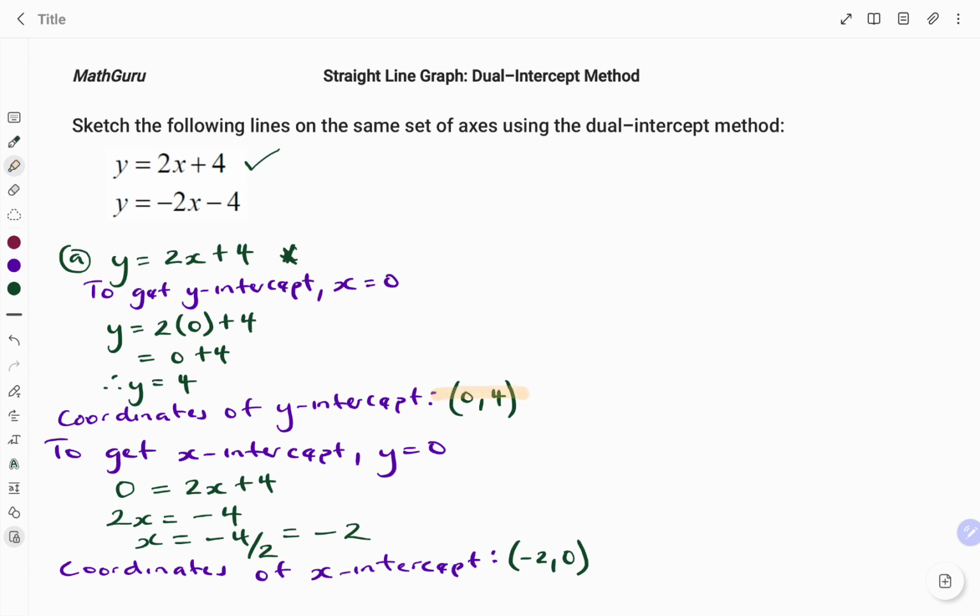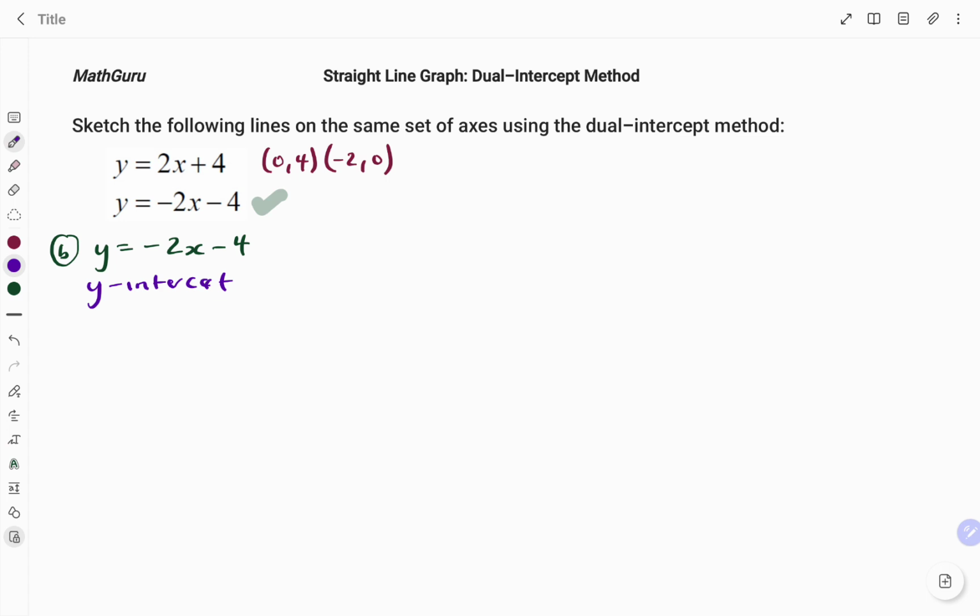For the first equation, I have the y-intercept as shown, and then I have the x-intercept as shown. I'm going to do the same for the second equation, which is y equals minus 2x minus 4. Starting with my y-intercept, the value of x at that point is equal to 0. So using the same equation, y equals negative 2x minus 4, I have y equals minus 2 in bracket, 0, minus 4. I have y equals minus 2 times 0, that's 0 minus 4. So therefore, the value of y equals negative 4.